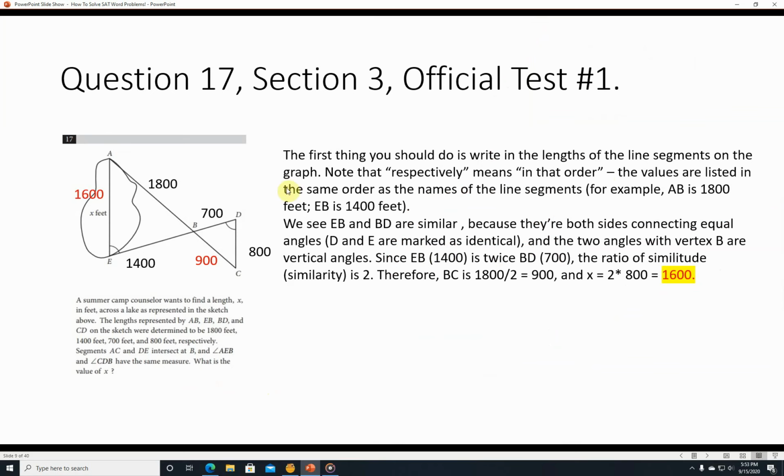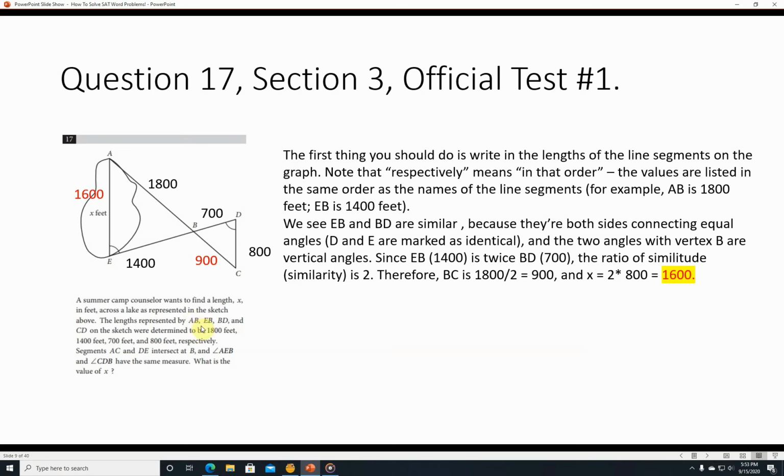Question 17, Section 3, Official Test Number 1. So we're going to read the problem here. A summer camp counselor wants to find a length x, here's x, in feet across a lake as represented in the sketch above. So the lengths represented by AB, there's AB, EB, there's EB, BD, there's BD, and CD were determined to be 1,800 feet, 1,400 feet, 700 feet, and 800 feet respectively. So respectively means in that order.